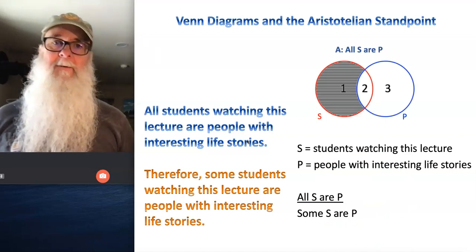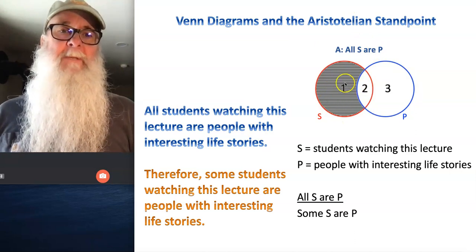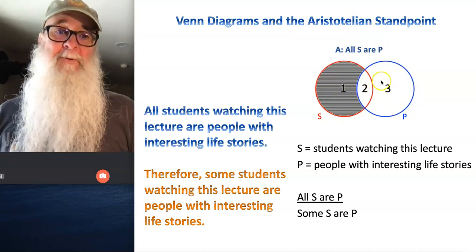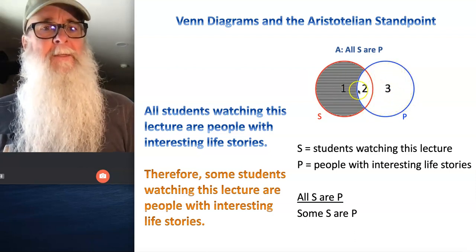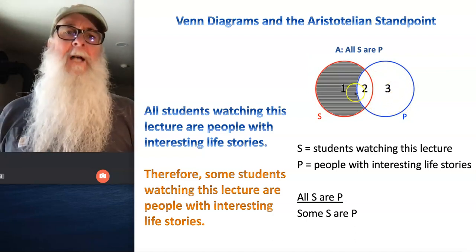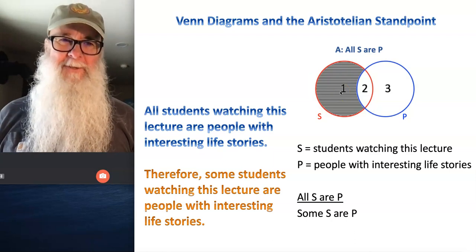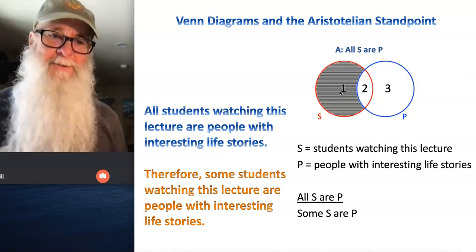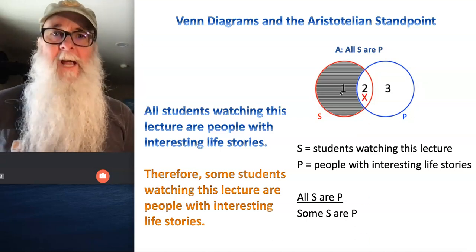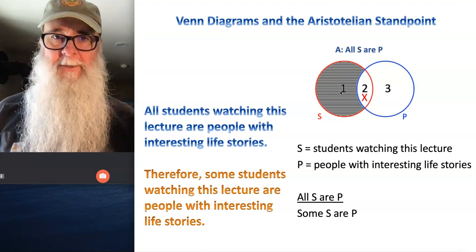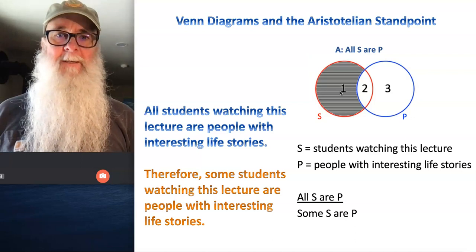When we create our Venn diagram for the A statement premise, we shade out area 1, because that's the area where there would be students that would not be people with interesting life stories, because everything that's a person with an interesting life story is in this blue circle here. Now, I notice this Venn diagram shows the premise statement, but it doesn't show the conclusion. The conclusion says some S are P. If this Venn diagram showed some S are P, we'd see an X right there in area 2, showing us there's at least one S that's a P. But we don't get that X after marking just the premise.